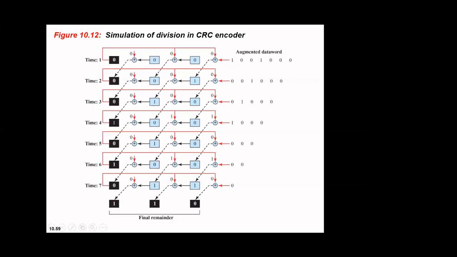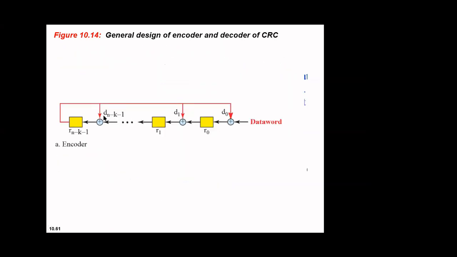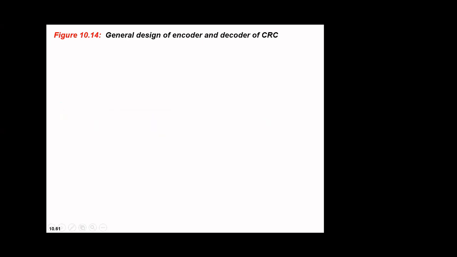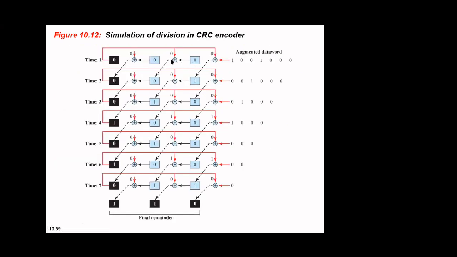So here, if you see the general design, you have d of n minus k minus 1. How many such XOR stages are needed? Here n is 7 and k is 4, so 7 minus 4 minus 1 means 2 stages are needed, and this is an extra stage. So you can see on this screen there are 2 XOR stages and one extra. You got the idea? Here we will not perform any XOR operation. Okay, so this was there.